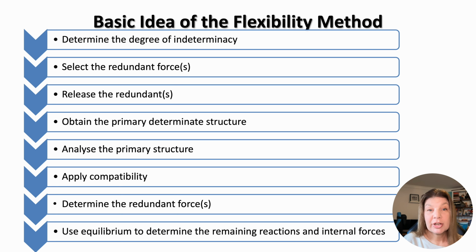Because the primary structure is determinate, it can be analysed using equilibrium methods that we're already familiar with. We then apply compatibility to determine the values of the redundant forces that ensure the original structure deforms in a manner that is consistent with its supports and continuity.